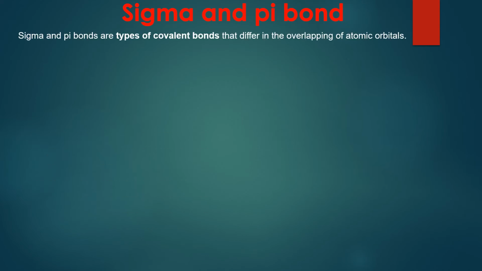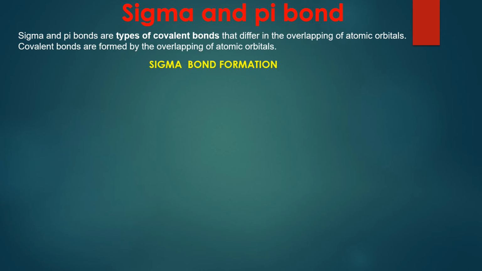So when we are looking at sigma and pi bonds, they are still covalent bonds, but they are formed when there is an overlap of the atomic orbitals. So let's see how sigma and pi bonds are formed.